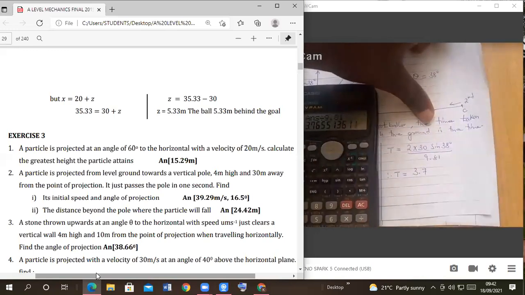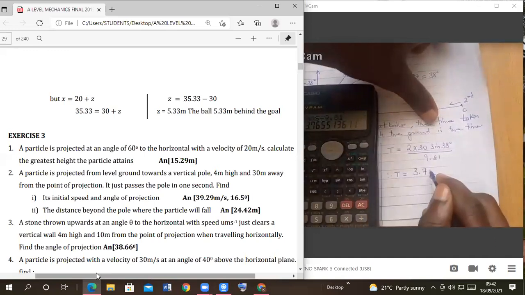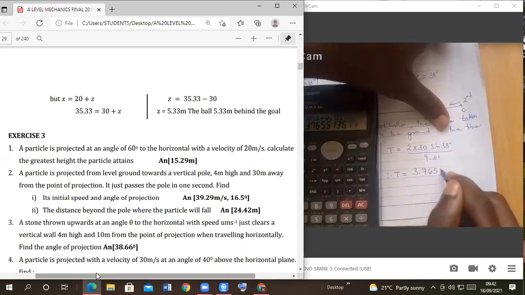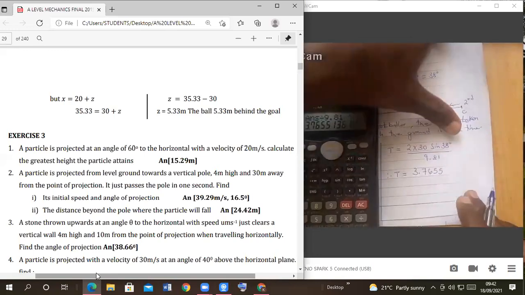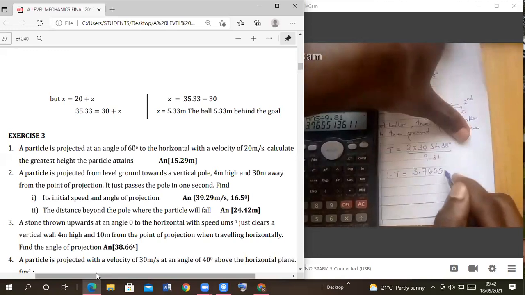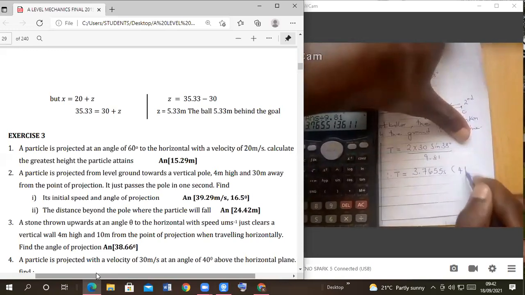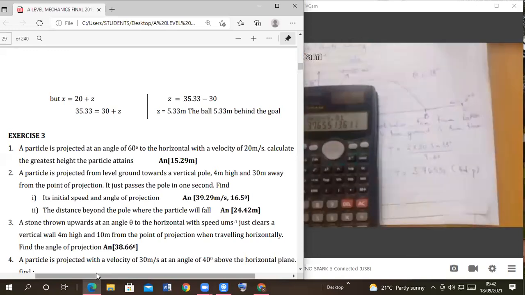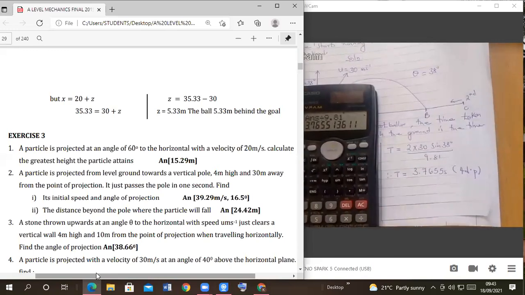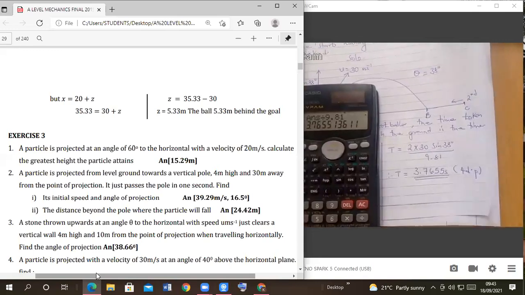I said you must write your answers to at least how many significant figures. So this is 3.7655. How many decimal places is this? Four decimal places, because the higher the number of decimal places, the more accurate your value is. So that's the time of flight.